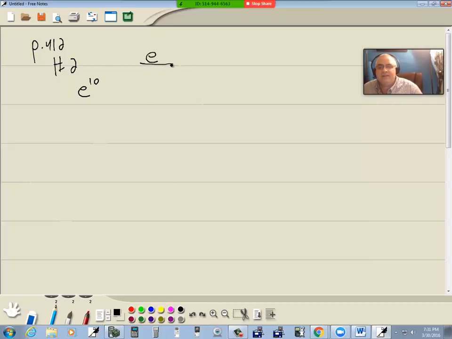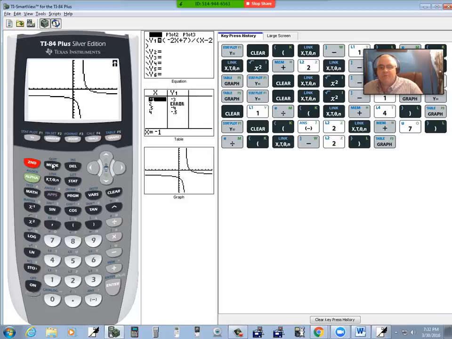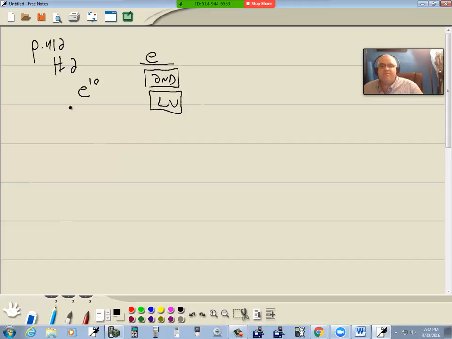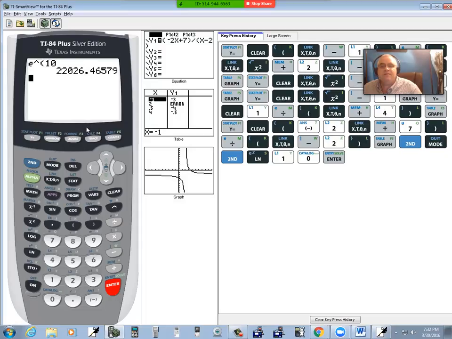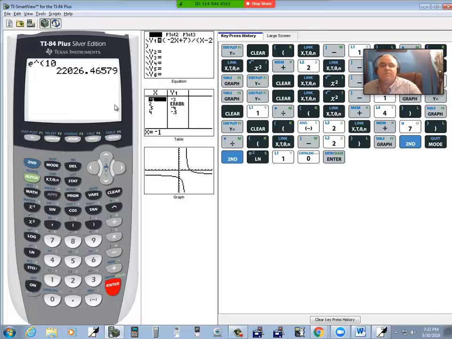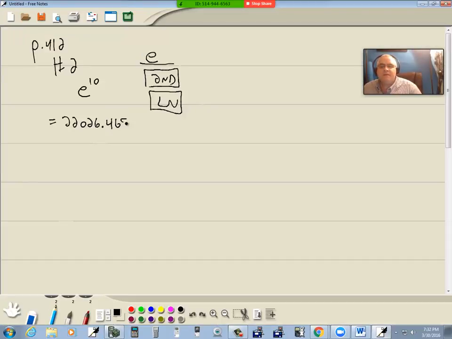Now how you get e on your calculator is it's second ln. So I'm going to exit out of graph mode, so I'll do second mode. And I'll do second ln, and that accesses the e above it. You see on mine it says e caret beginning parentheses, and we'll put the 10th power. And then press enter. So this is equal to 22,026. And how many decimal places? 4 decimal places. 465. And then I'll round up, so that's 8. And that would be our answer.